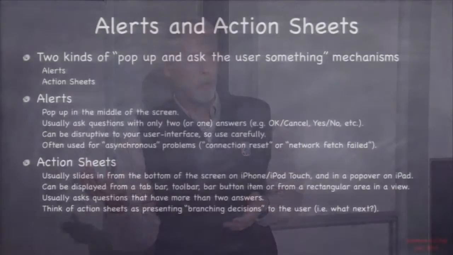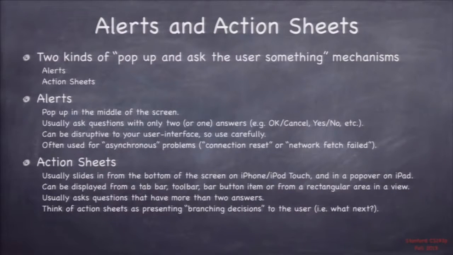Action sheets they slide up from the bottom on the iPhone. They usually appear in a popover on the iPad. They are for really branching decisions. So the user wants to do something next, but they need to tell you something so you can decide which way to go. Okay? So that's what action sheets are for. And again, they're modal. They stop everything until the person answers the question of what's in the action sheet.